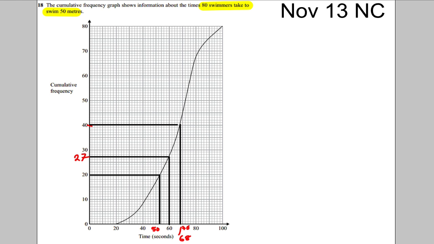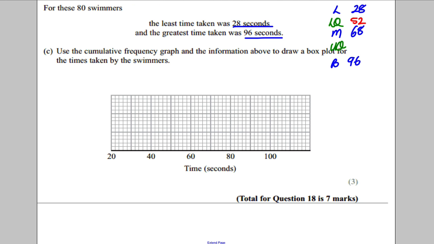And going back to work out the upper quartile, halfway between 40 and 80 is at 60. Line from 60, line down. It looks like to me, if that's 70, 2, 4, 6, so it looks like 76 for me. So I'll go back here and I'll say that's about 76.